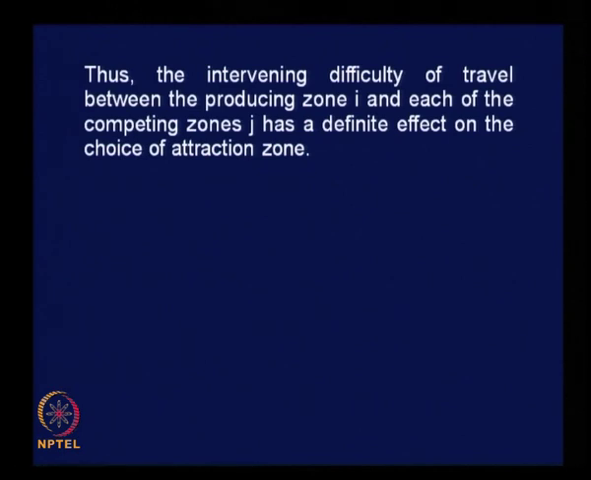Thus, the intervening difficulty of travel between the producing zone I and each of the competing zones J has a definite effect on the choice of attraction zone, the intervening factor. Now, should we understand the intervening factor, namely spatial separation, in terms of distance or time or some other factor?